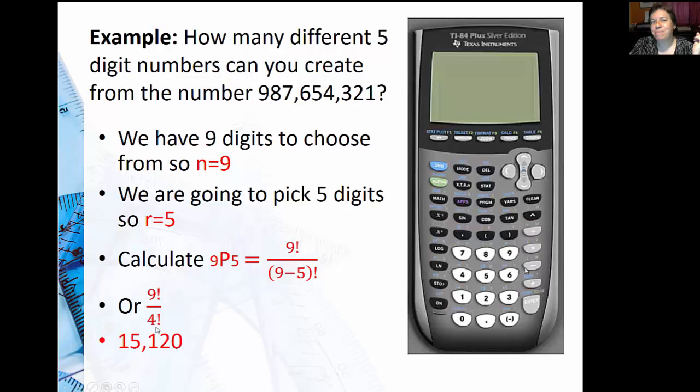Or the calculator, like I said, will let you actually do the permutation. So I'm going to do 9, math, PRB, and then there's the nPr, number 2 up there. Get down to the 2. And then put in the 5. It's going to do the subtraction for me, and it gives the same answer.